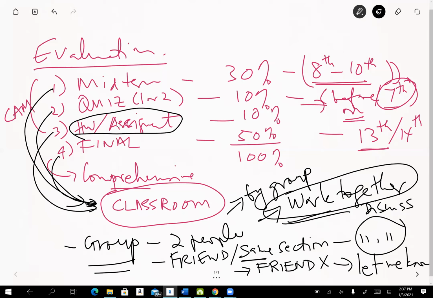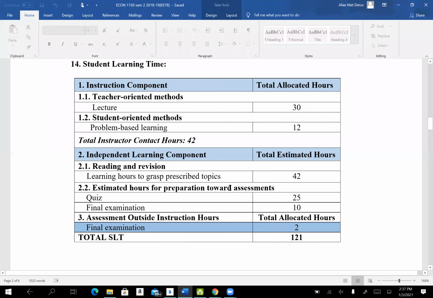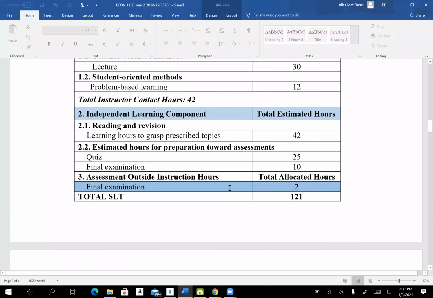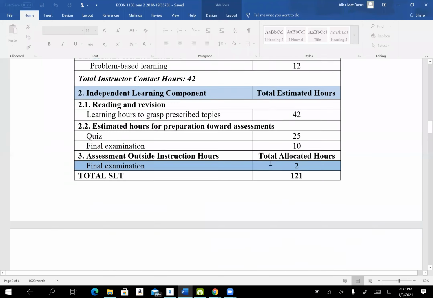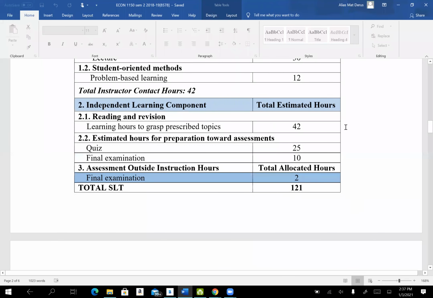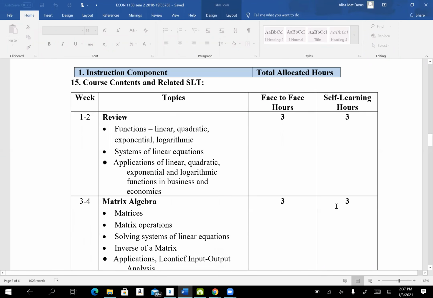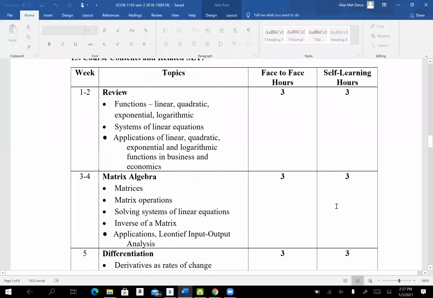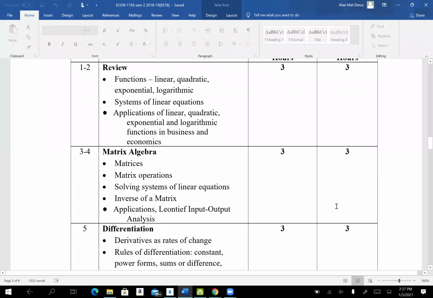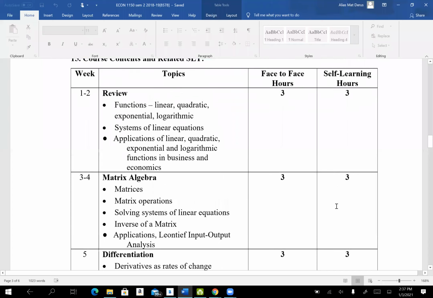Okay, so these are the evaluation. Now, next, I would like to look at the middle. So my point is, don't worry about this thing. The learning time, don't waste your time. All right, forget about this. You just study knowing yourself. Okay, these are the coverage.